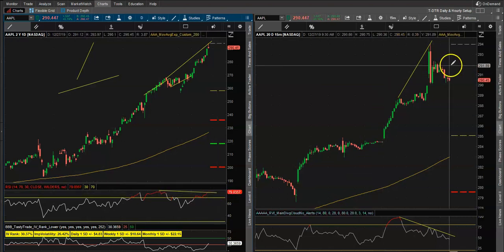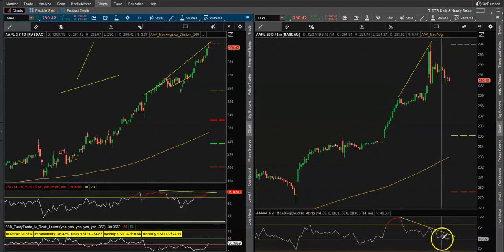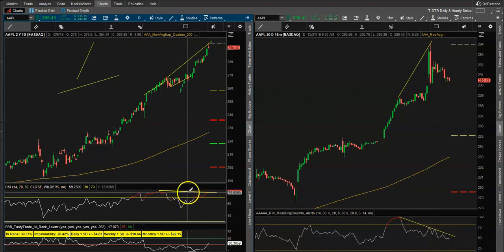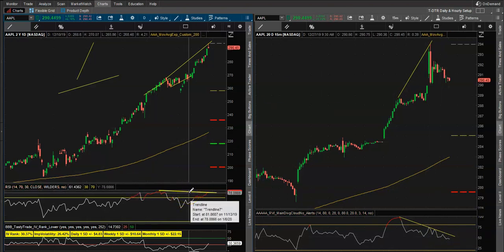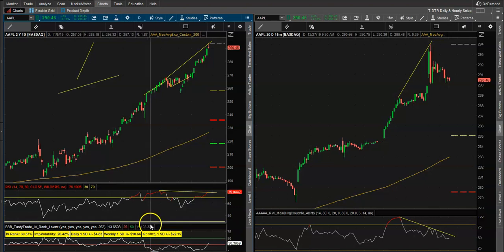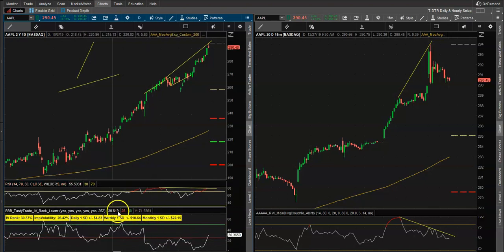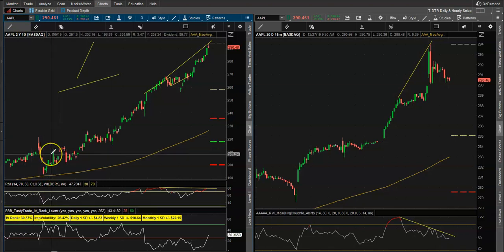I also see divergence over on the 15. But one of the other telltales is this indicator down here. I'm going to give credit to Tasty Trade for this indicator. It's the IV rank, right? Are the options cheap or expensive?